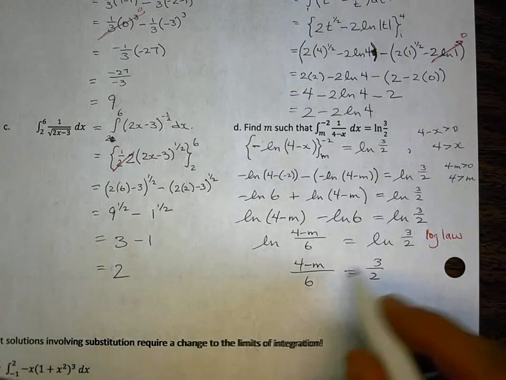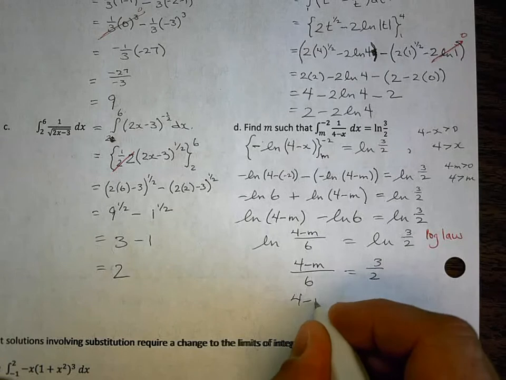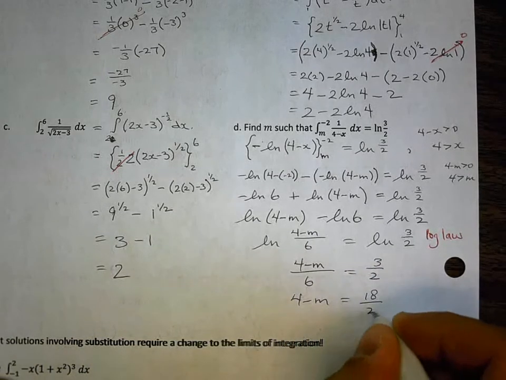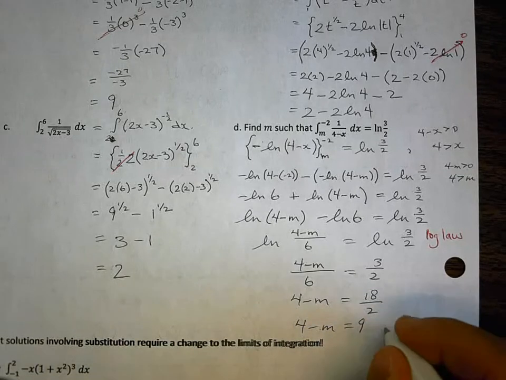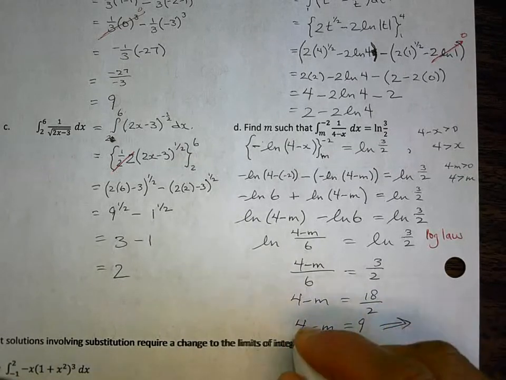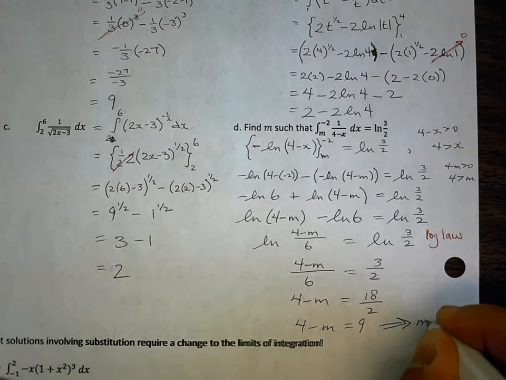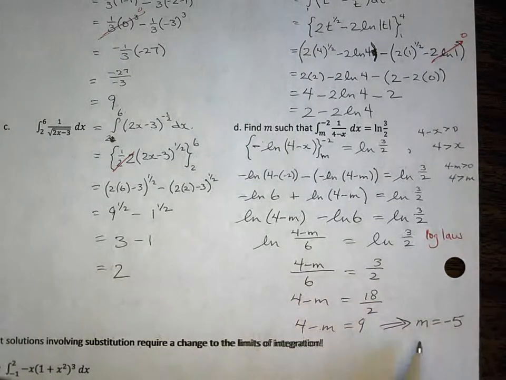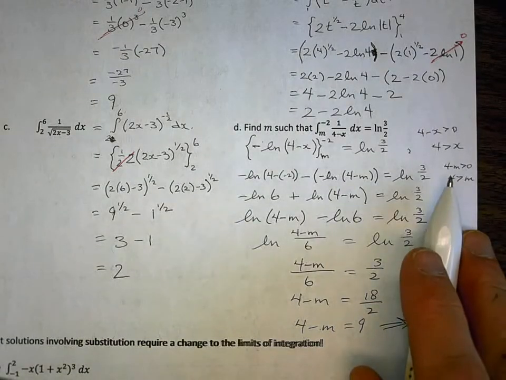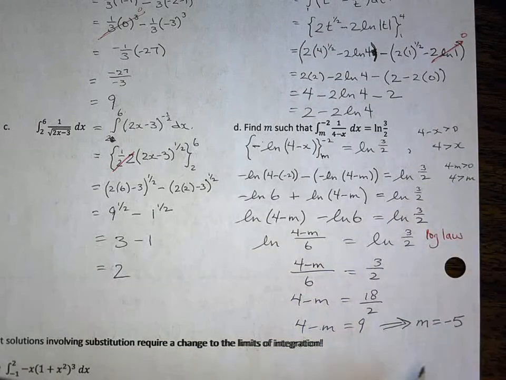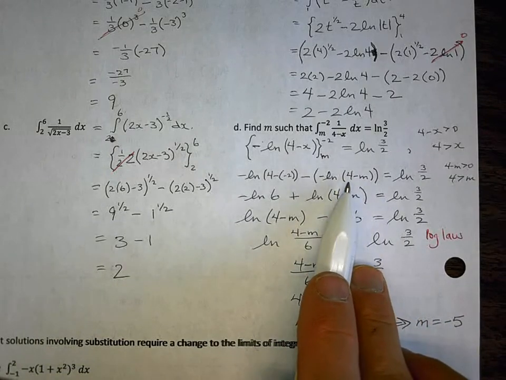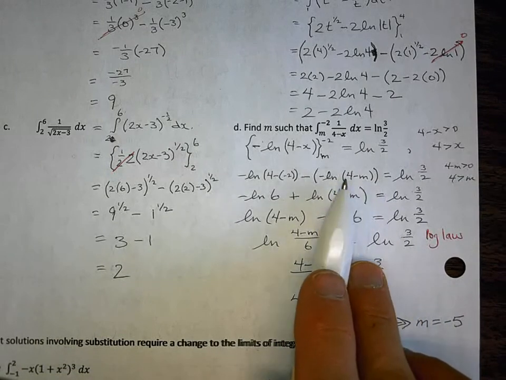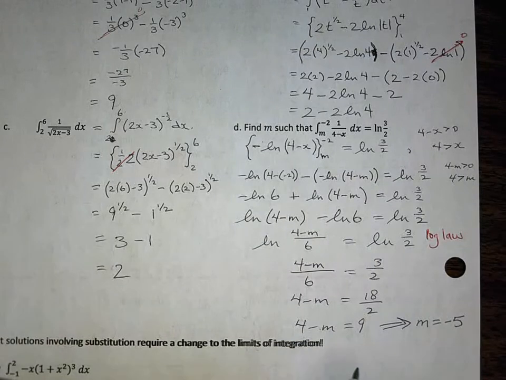I can multiply both sides by 6, so I get 4 minus m is equal to 18 over 2. That gives me 4 minus m is equal to 9. Subtract 9 from m. Okay, so this gives me m is equal to negative 5. Remember, m had to be less than 4, which it is. If you want, you can even test that, right? That was the whole thing with the restriction. 4 minus negative 5 gives me 9, so that's a valid answer.